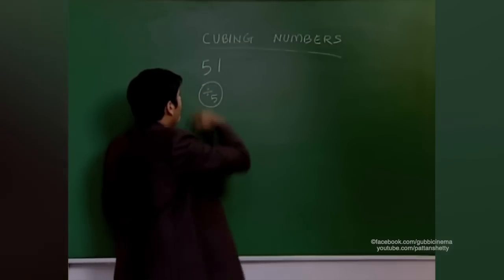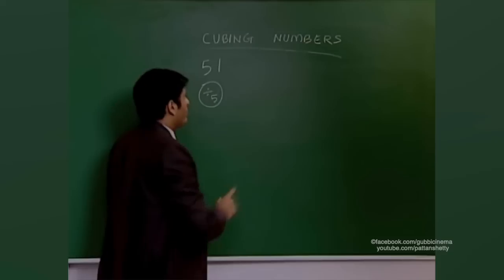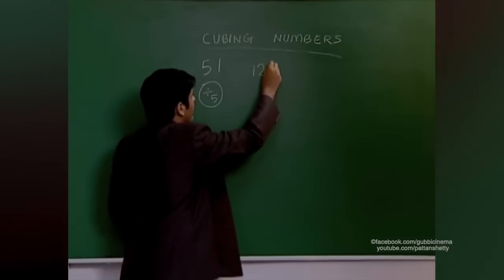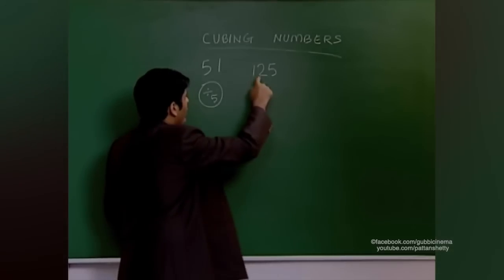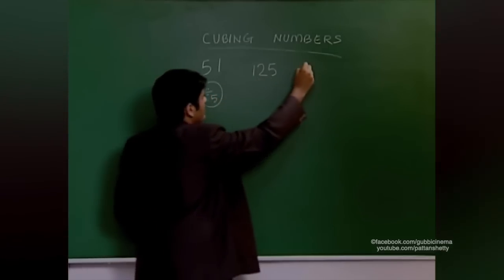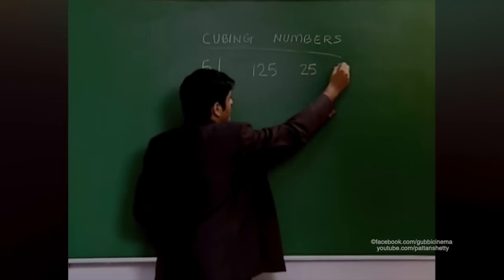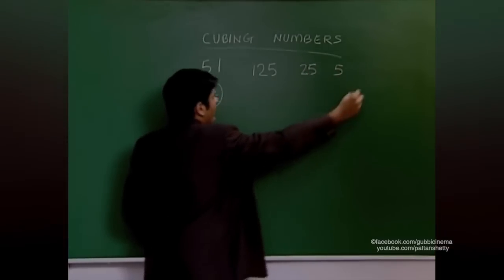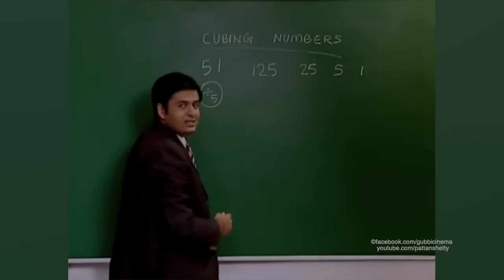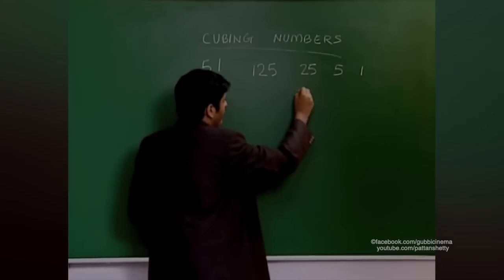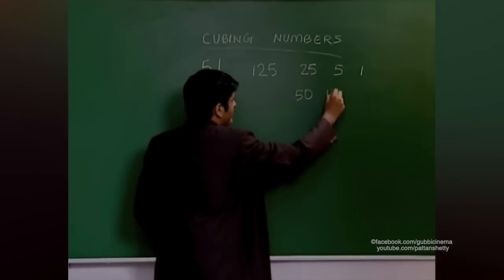So 5 square multiplied by 5, 5 cube is 125. Deal it with the ratio. 125 divided by 5 is 25. 25 divided by 5 is 5. 5 divided by 5 is 1. Now I have to double the middle digits and write down. Double of 25 is 50. Double of 5 is 10.